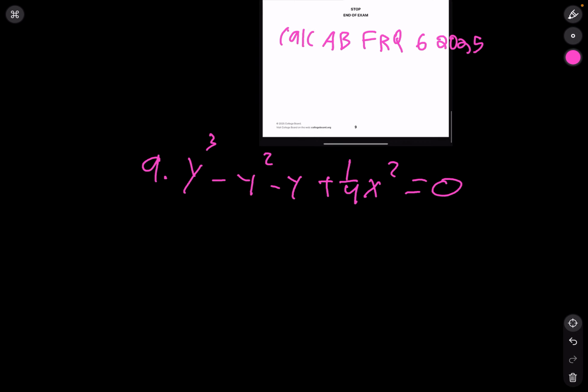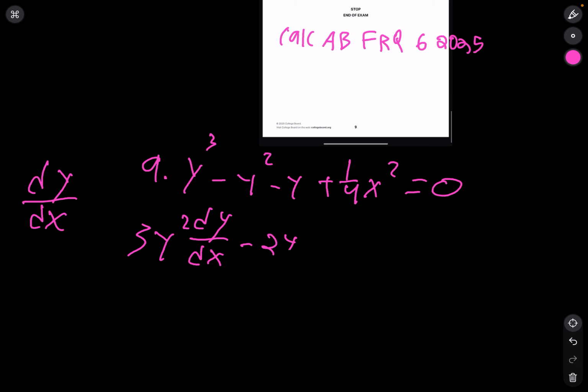Now, when you implicitly differentiate something like this, you have to realize that we're doing it with respect to x. And so what this means is that whenever you differentiate anything with the y variable, you have to add dy/dx after it. And the reason why that negative y is just dy/dx is because if you differentiate y with respect to x, it will just be 1.